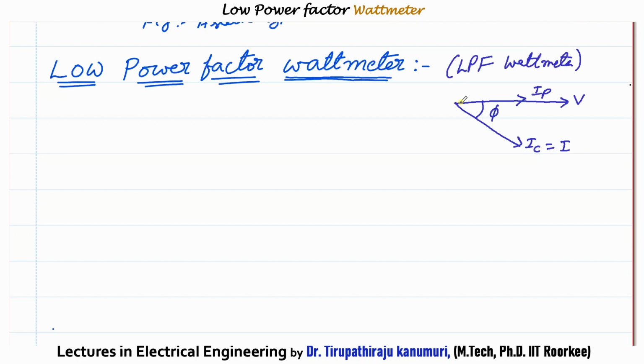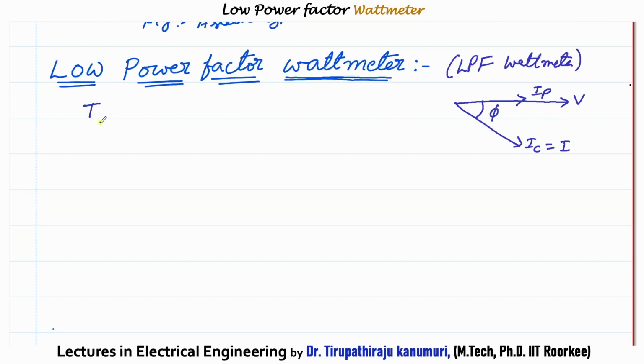Assume that the current passing in the pressure coil is in phase with the voltage, that means the pressure coil doesn't have any inductance. Then we can see here that IP is in phase with the voltage. Let us assume the current passing in the current coil is nothing but the load current, lagging behind V by some angle phi, that is the power factor angle.